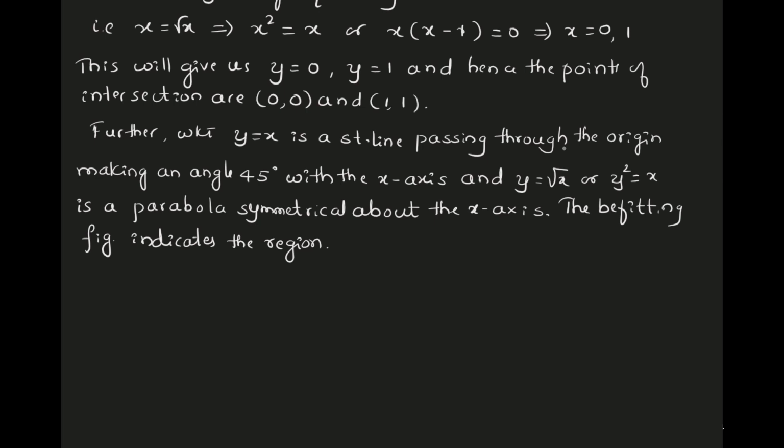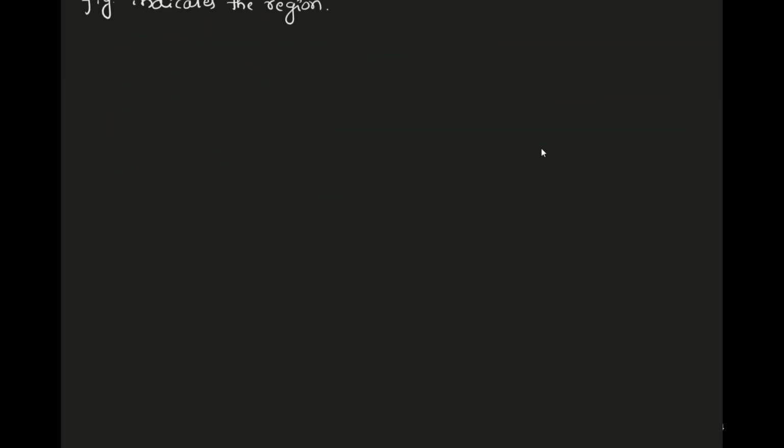So now you have the straight line and the parabola, the given curves. We will draw them. Your graph will be like this: this is your parabola, and this is a straight line making an angle of 45 degrees. Okay, now this portion is our required region.